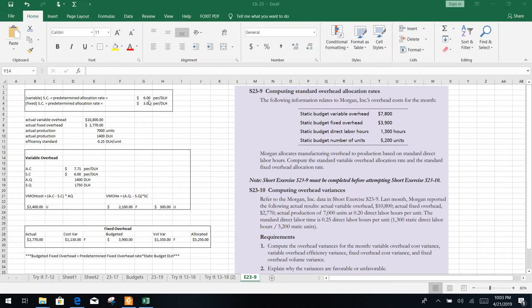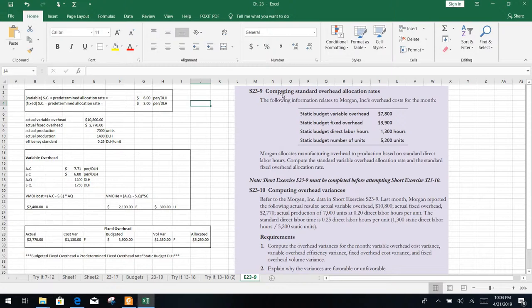The key thing to remember is that what makes this problem so difficult is it has both a variable overhead component and a fixed overhead component weaved into the same problem. So you have to pick out and do the variable component and then the fixed component and take out all the values from this information. It looks intimidating, but if you take it step by step, it's just like everything we've done in class. So let's go ahead and break it down.